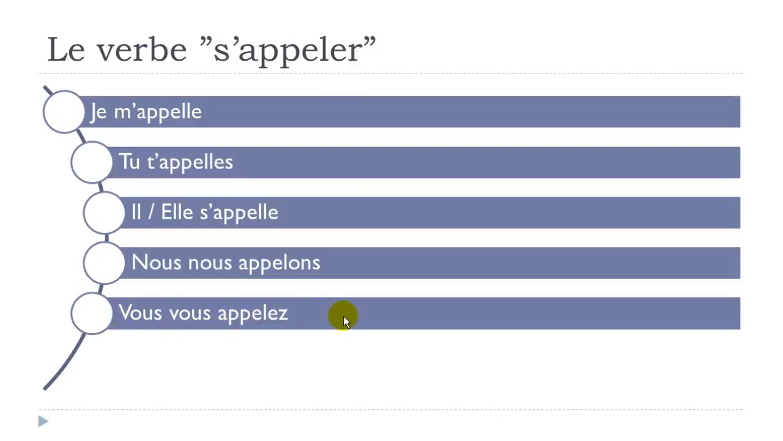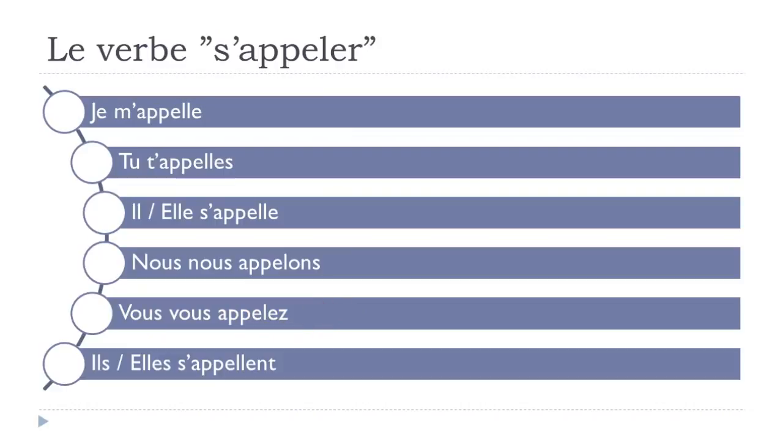Vous vous appelez. Alright, and the last one, il s'appelle, elle s'appelle. Okay, so one thing that you should remember, and probably you did here. So here for nous and vous, we've got only one L, like in the infinitive form. So that's the reason why I've been pronouncing appelons.